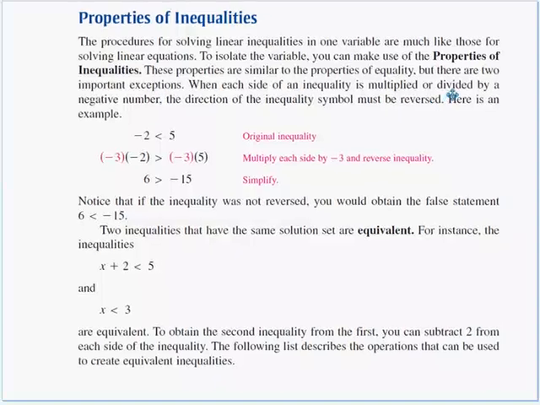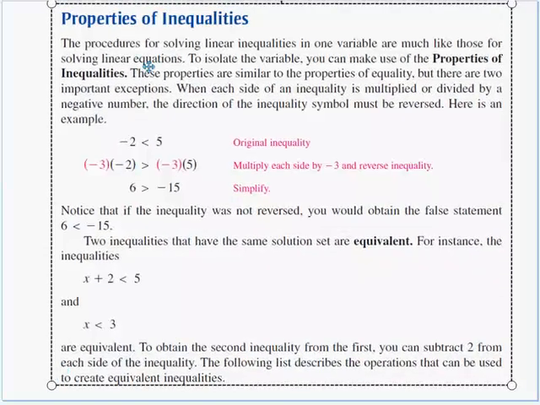Now, way back, we had the properties of, I can't remember if it's equalities or just the properties of the real numbers. And we also have similar things here for the properties of inequalities. The procedures for solving linear inequalities in one variable is much like those for solving linear equations. To isolate the variable, you make use of the properties of inequalities. These properties are similar to the properties of equality. That's what I was trying to remember, the properties of equality. But there are two important exceptions.